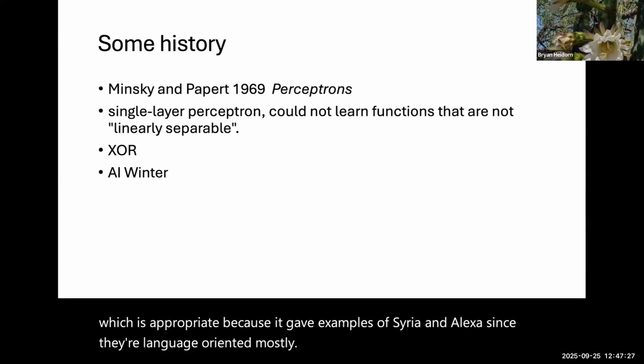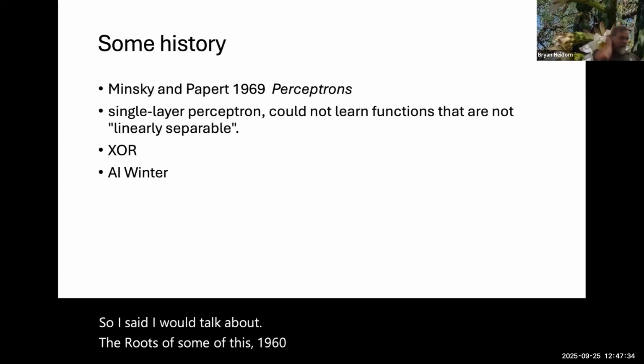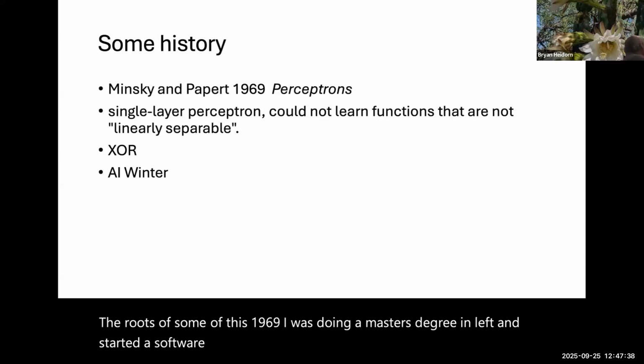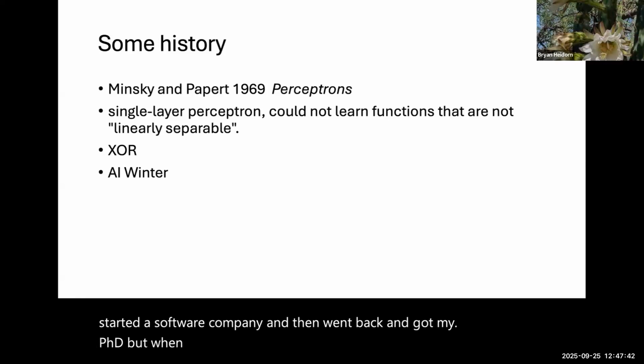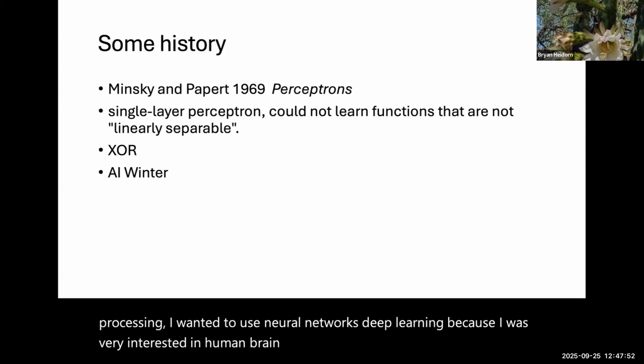So I said I would talk about the roots of some of this. In 1969, I was doing a master's degree and left and started a software company and then went back and got my PhD. But when I was working on my first models for natural language processing, I wanted to use neural networks and deep learning because I was very interested in human brain architecture and how humans do language.